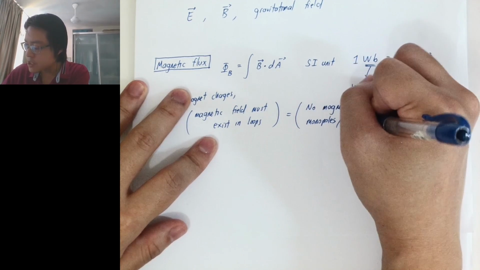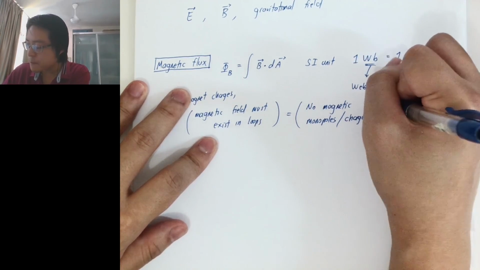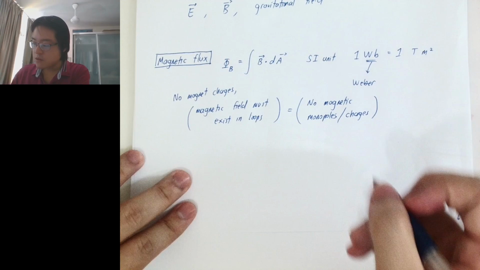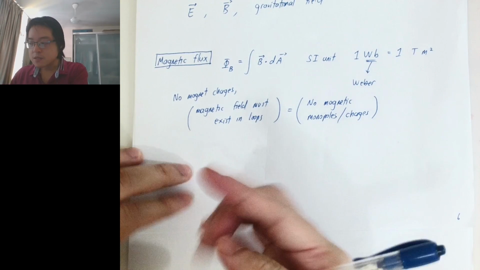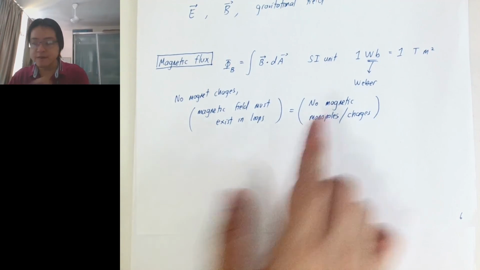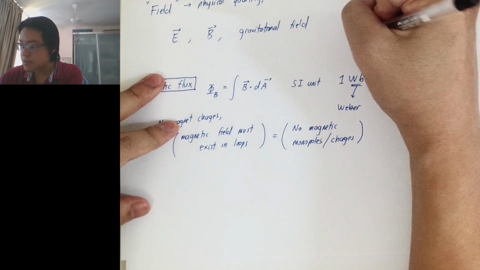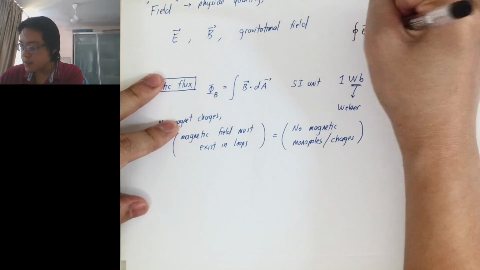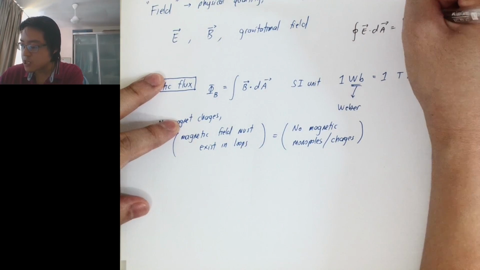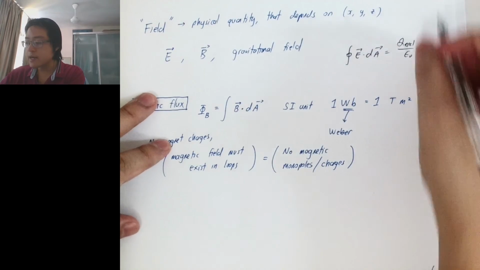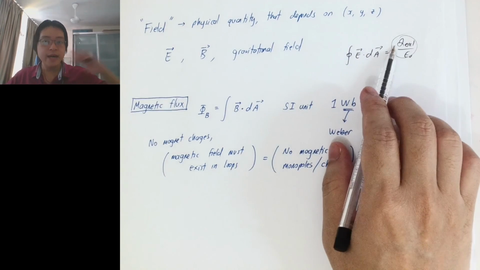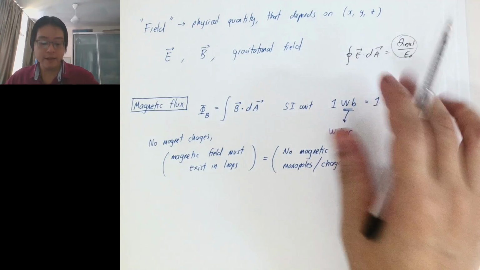Or we call this charges. There is no charge for magnets, right? So what is the consequence? Remember, if I had an electric charge, then the integral of E dA is the enclosed charge over epsilon. But right now, the problem is I have no charge for the magnetic field.